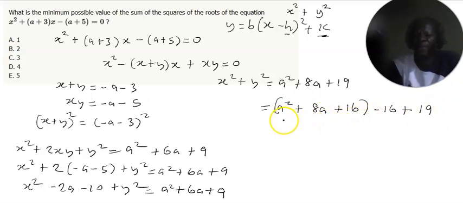From here, this squared part is no longer useful for us, because we are looking for the minimum value of y. So it is this second part that we take note of. Now minus 16 plus 19 gives us 3, which is the minimum point of the quadratic equation, or of x squared plus y squared. So the answer to this question is C.